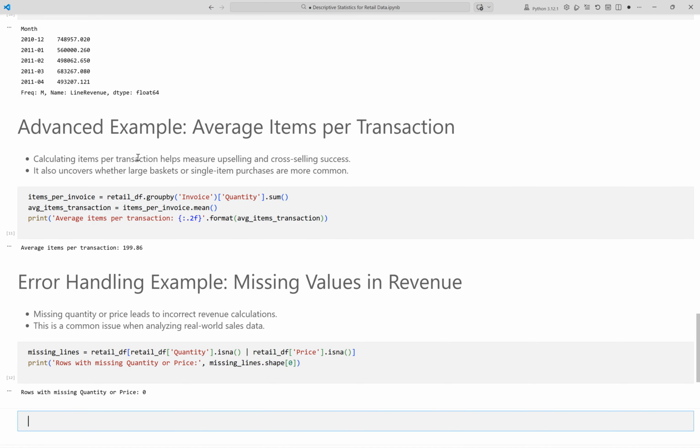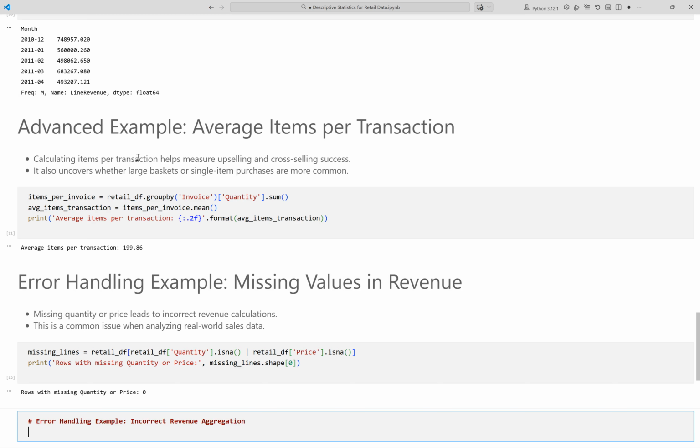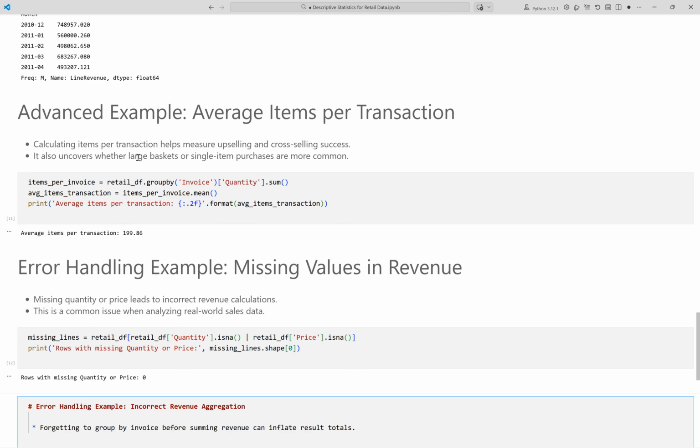Error handling example: incorrect revenue aggregation. Forgetting to group by invoice before summing revenue can inflate result totals. Always check aggregation logic for business accuracy. Running the cell now.